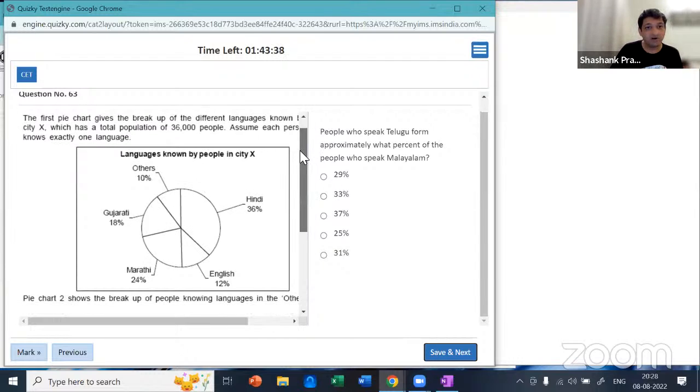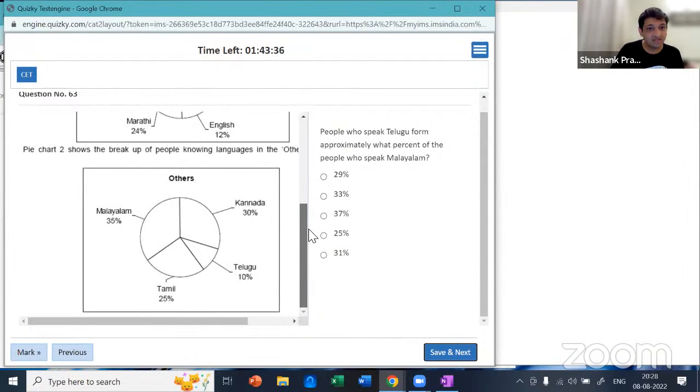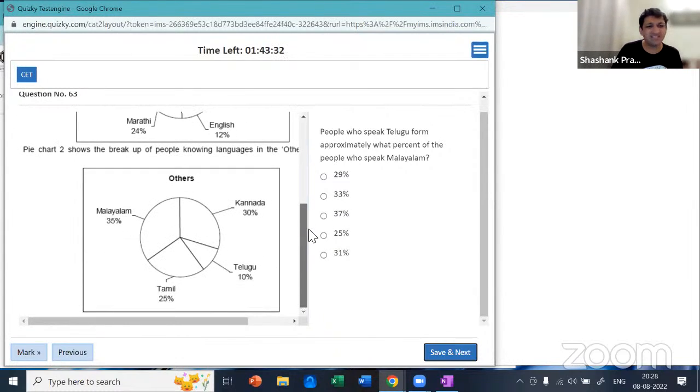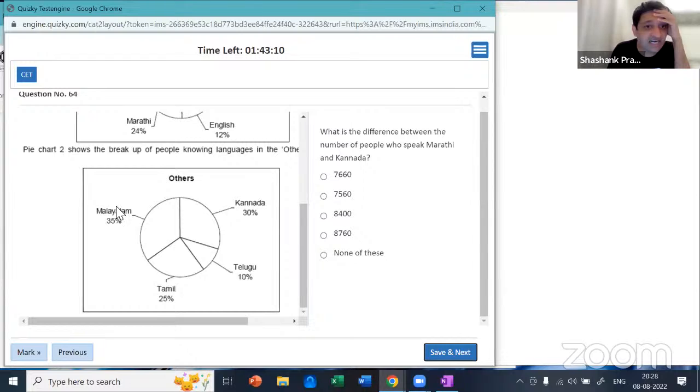Yeah. Telugu will be what percentage of Malayalam? Okay. Telugu is 10% of 10, so 1%. Malayalam is 30%, so it is 1 is to 3.5. Telugu is 1 out of 3.5. 10 by 100 by 3.5, 1000 by 35, 200 by 7, 7 2s are 14, 60, 7 8s are 28.57 something, 29% I think.